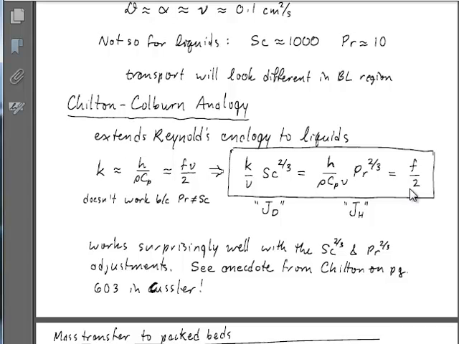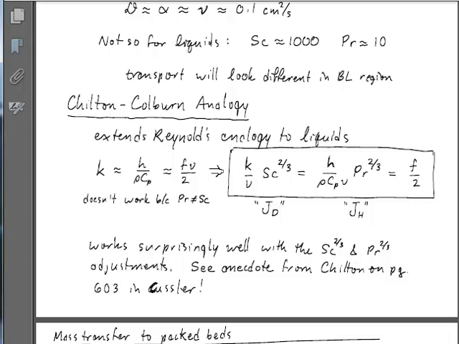Okay, so you'll commonly hear these called Chilton-Colburn J factors for mass transfer and J factors for heat transfer in the literature. A lot of correlations are given in terms of these two J factors. They're quite useful things to know because now this Chilton-Colburn analogy really works. In fact, when you put this Schmidt number to the 2/3 and Prandtl number to the 2/3 in here, it really patches up a lot of the problems.